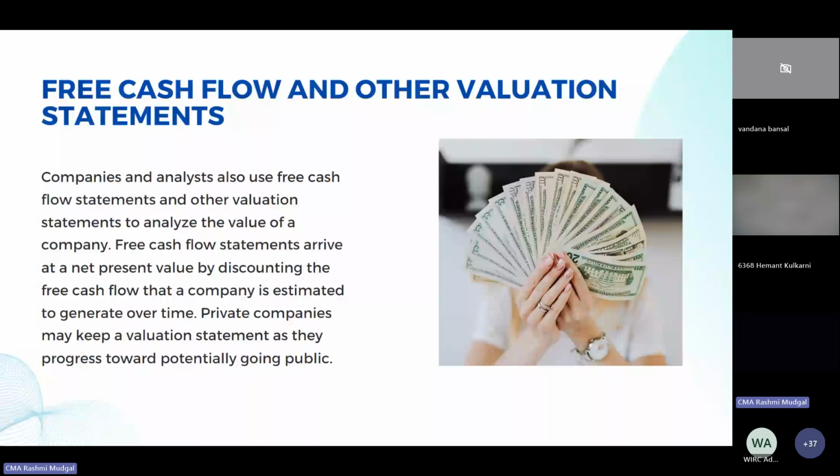Okay, a private company may keep a valuation statement as they progress towards potentially becoming a public company. So they have to take care of it if they are going to be a public company.